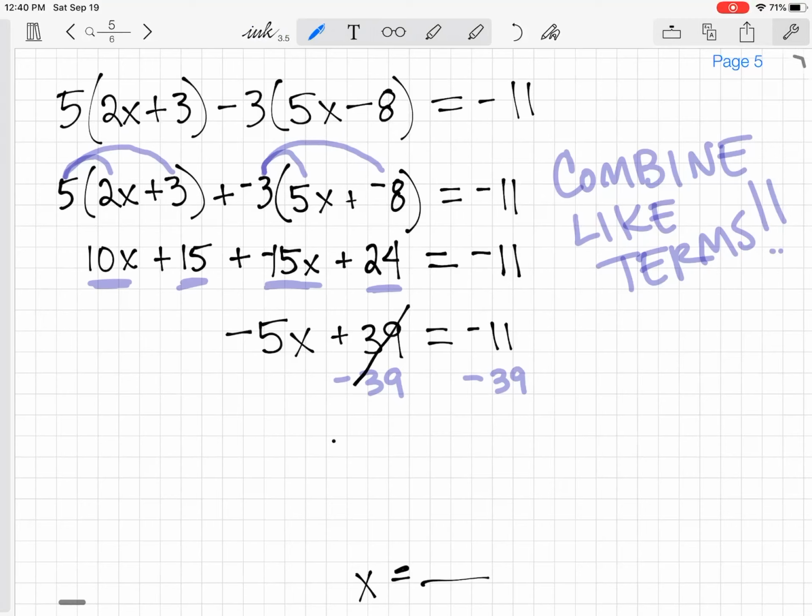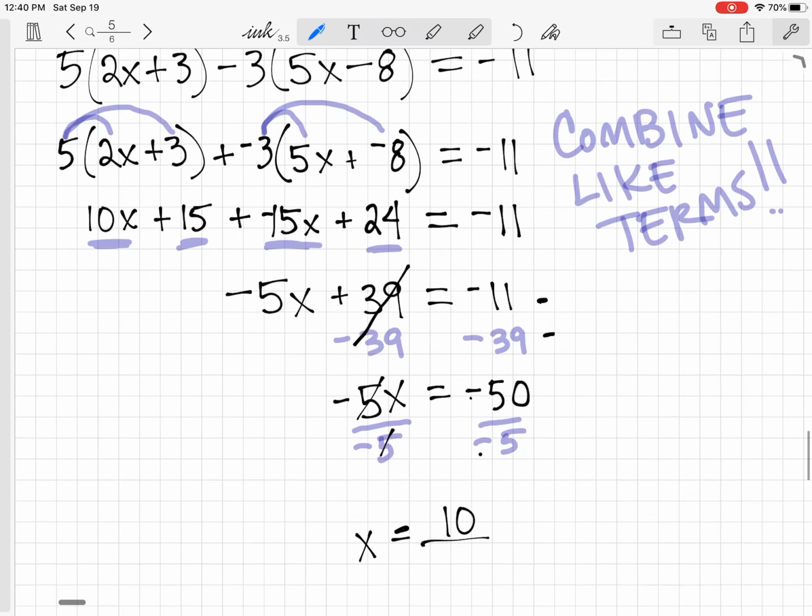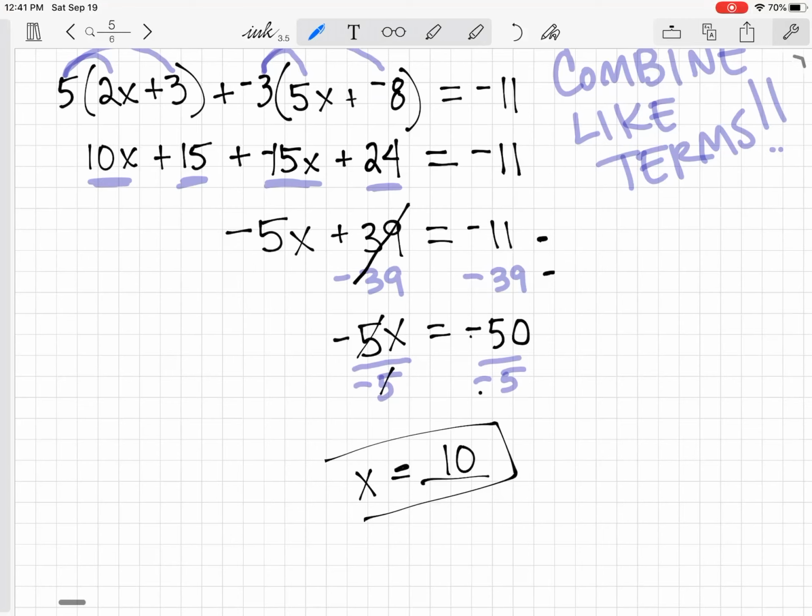These cancel out, leaves me with negative 5x. And negative 11, if I borrowed $11 from you, and then I borrow another 39, I'm going to owe you $50. So the next thing I'm going to do is divide both sides by negative 5. And these cancel out, and so I'm left with 1x equals, so 50 divided by 5 is 10, and a negative divided by a negative is positive. So my final answer is x equals 10.